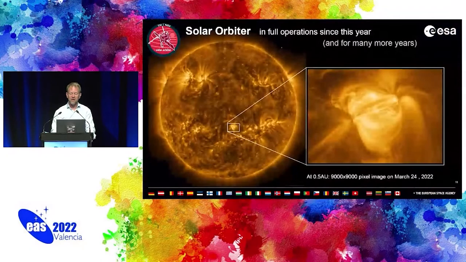Solar Orbiter, it's really its first year of nominal operations. It had a perihelion in March. It made this incredible picture of 9,000 by 9,000 pixels, so you won't be able to display it in full on any device, probably, unless you have a really large TV at home. You saw a movie of that actually yesterday, and from the first scientific results that are just starting to appear, the solar community will be very happy for at least a decade, and it's complementing fantastically the ground-based facilities that we have in heliophysics.